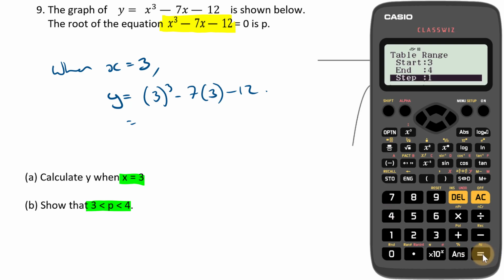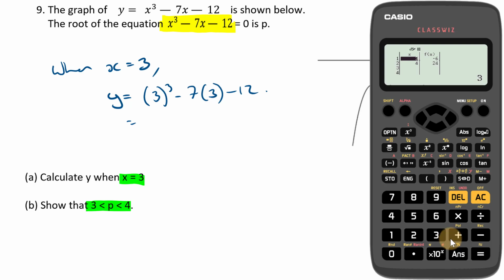So I'm going to start at 3, and then press equals, end at 4. And the step is how many steps you want to make between 3 and 4. I'm just going to make 1 for now. So I'm just going to have a little table with the numbers 3 and 4 in it. So on my display, you can see in the first column, I've got x, and it's showing me two values, 3 and 4. And in the next column along, it's giving me f of x, and that says minus 6 and 24. So they're my two values of y when x is firstly 3 and then when x is 4.